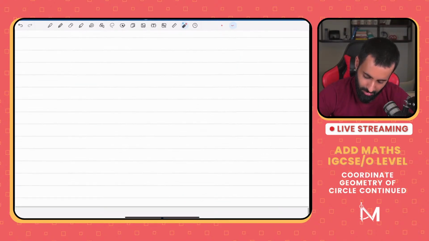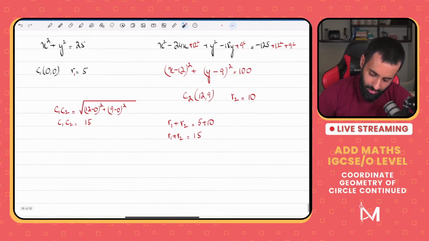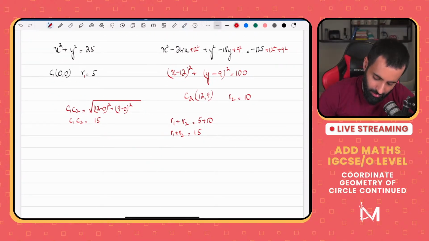Okay, so here we are. Let's write this down. So what do we say? We say that C1C2 is equal to R1 plus R2. You can write it down in words also. Therefore, the circles touch.